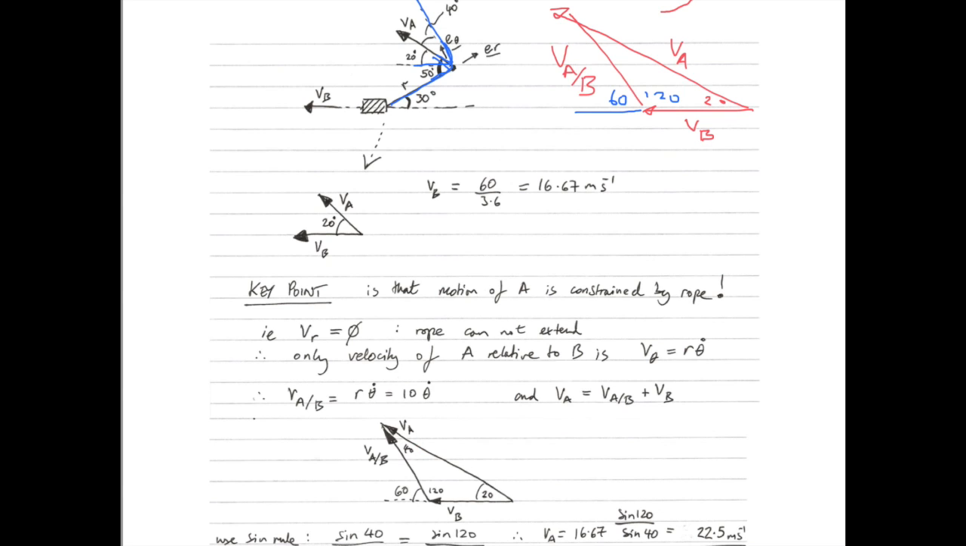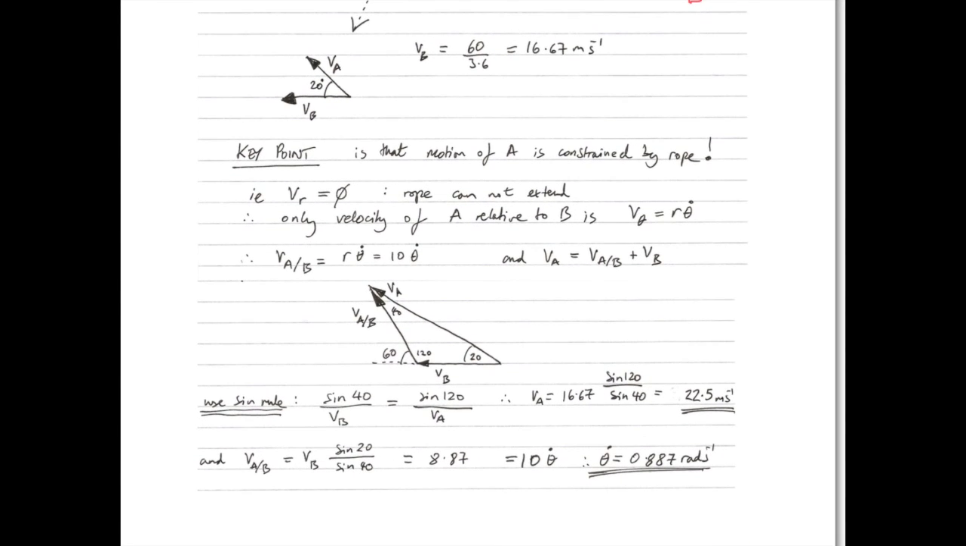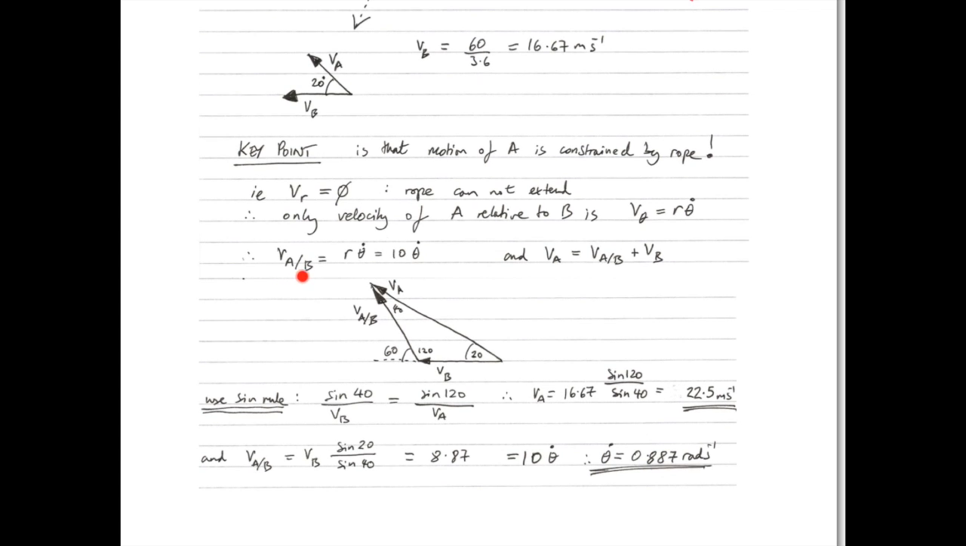Now, of course, I've said this before, the key point is the motion is constricted by the rope. The rope can't extend, so the radial component of the velocity is 0. So there can be no velocity of the skier in this radial direction with respect to the boat. So we know that the speed of the skier with respect to the boat, A/B, is r theta dot. R is 10, theta dot. And to find the vector VA, we need to know VB and VA with respect to VB.